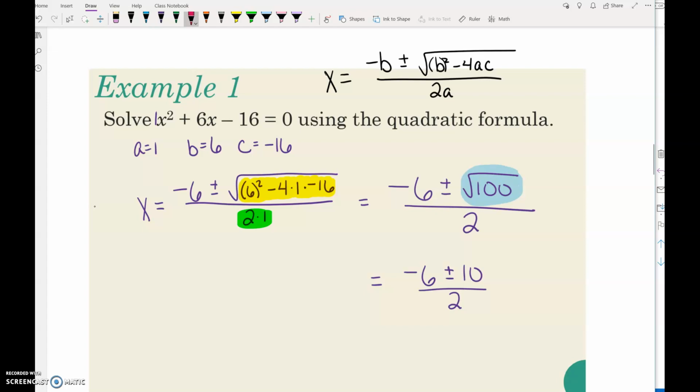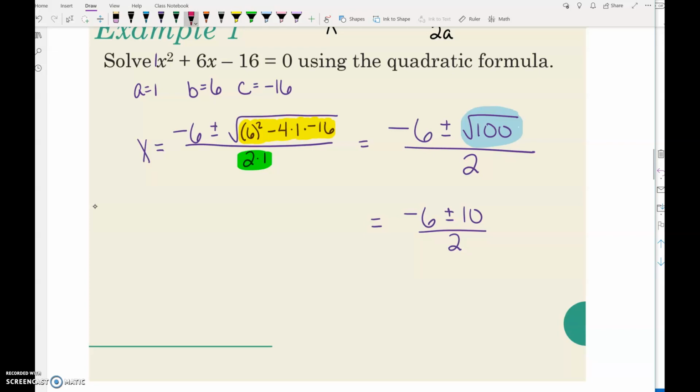Now remember, plus or minus means that there's two different problems here. One of the problems is negative 6 plus 10, and then divided by 2. The other one is negative 6 minus 10, and then divided by 2. So first, negative 6 plus 10 would be 4. You have to add that entire top, then divide by 2.